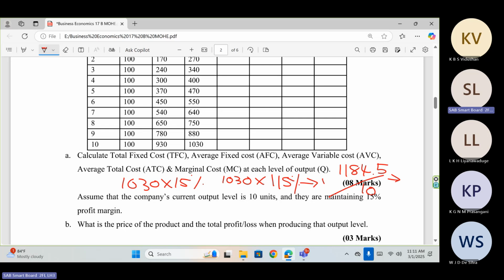හැබැයි මේකෙන්නේ 1184 කියන්නේ for 10 products because TP is 10 නේ. Total production 10. When producing 10, this is the value.